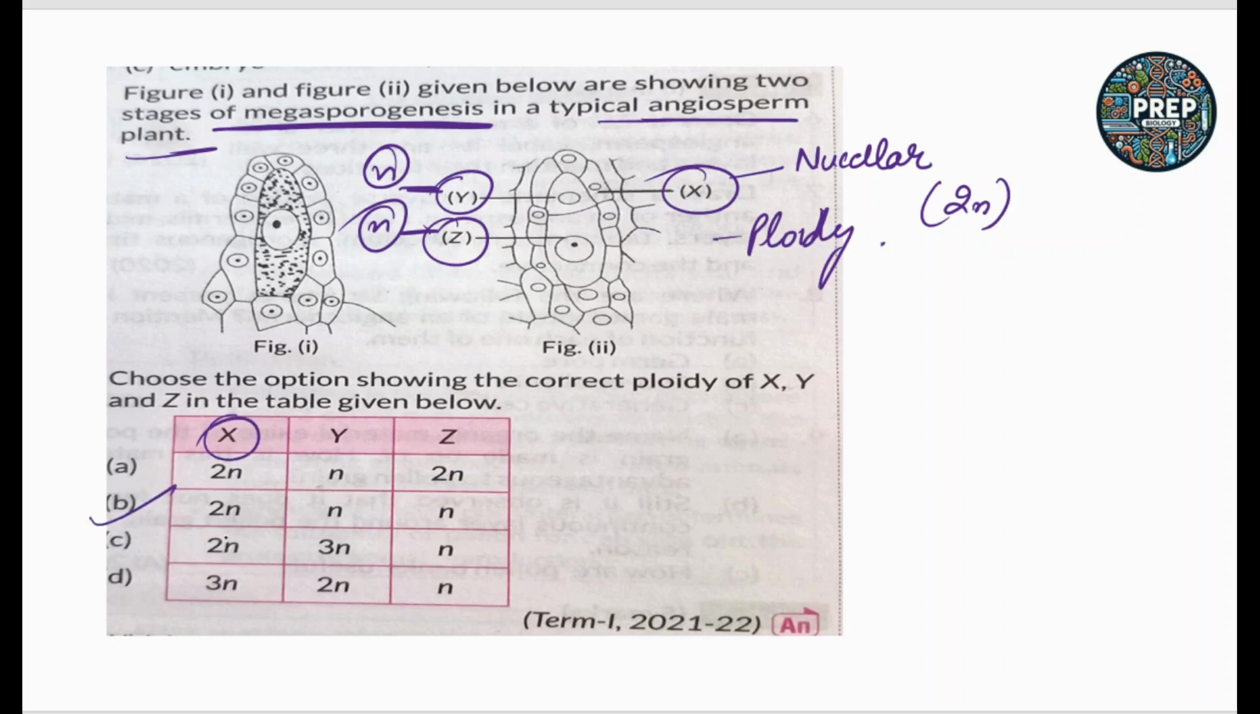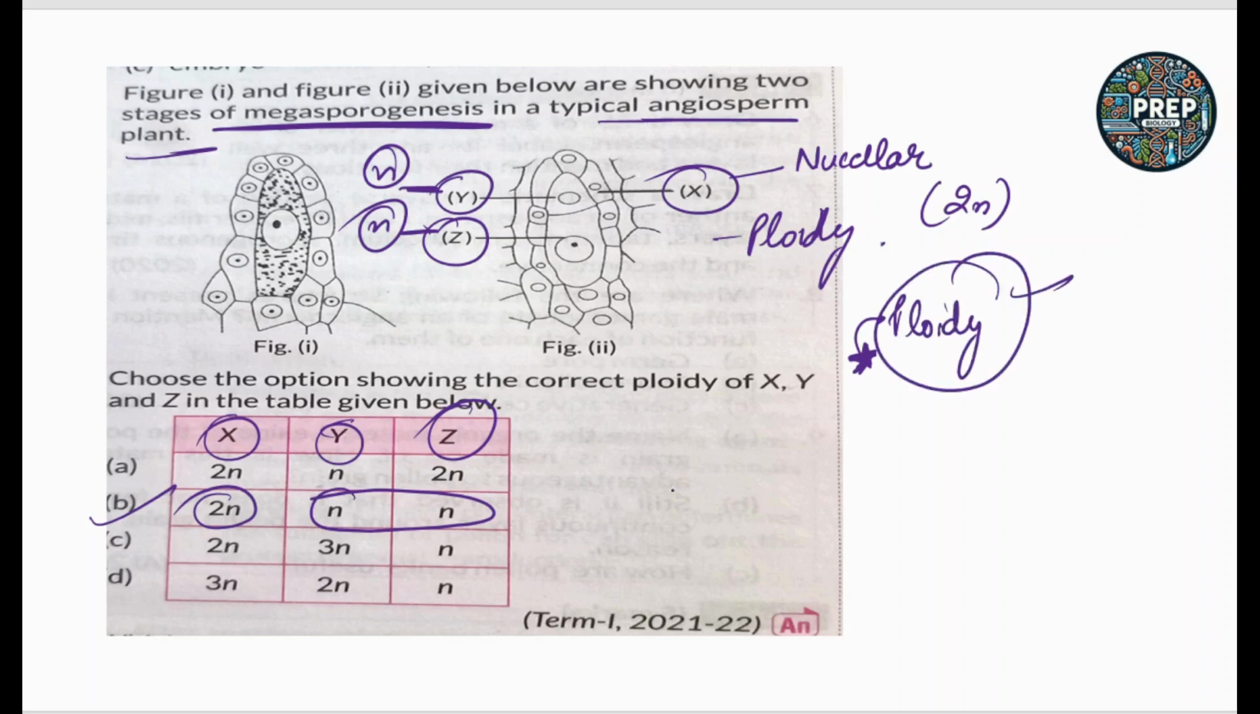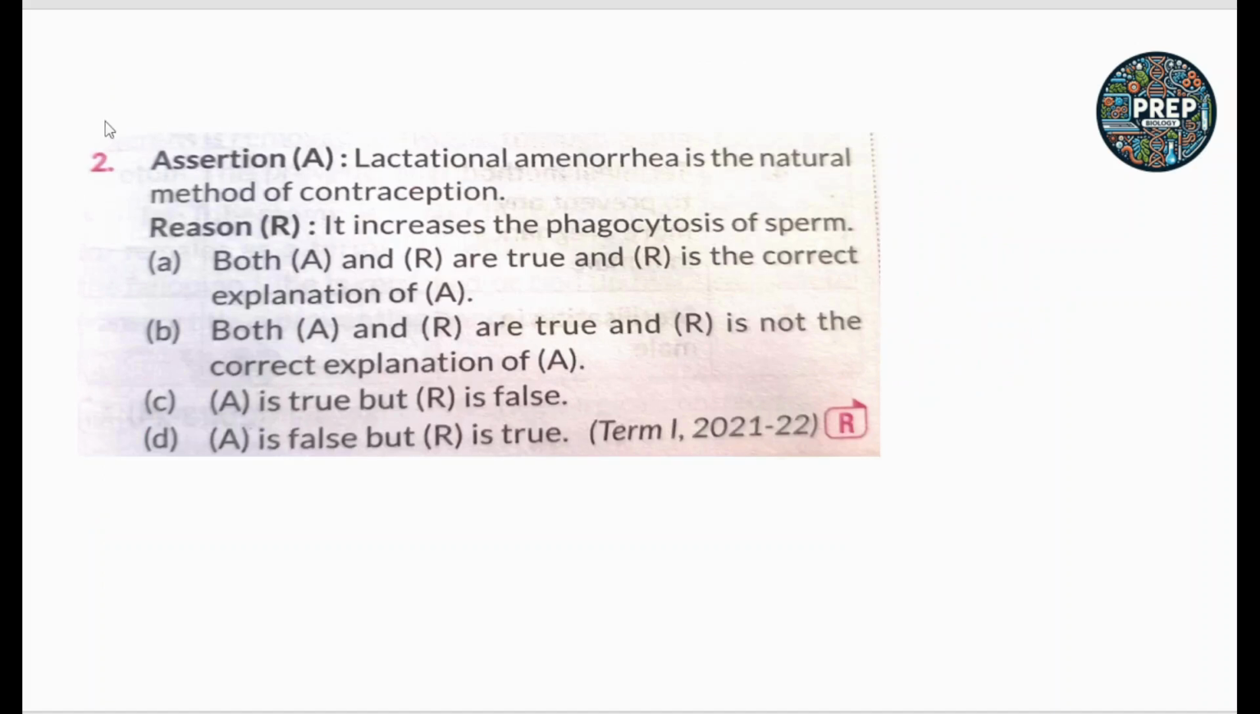Okay, so X is the nucellar cell, that is diploid in nature. Y and Z are the megaspore dyad, that is n and n, haploid in nature. You have all seen that many questions have been asked on the ploidy of each and every cell. So this is very important.